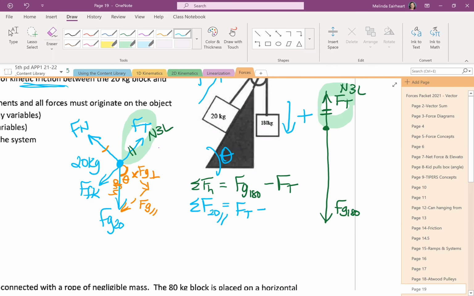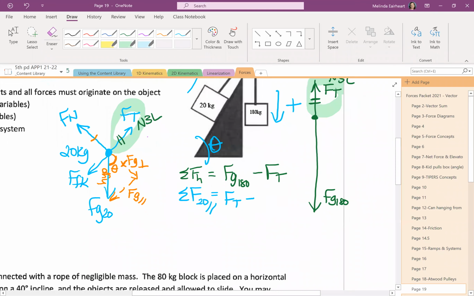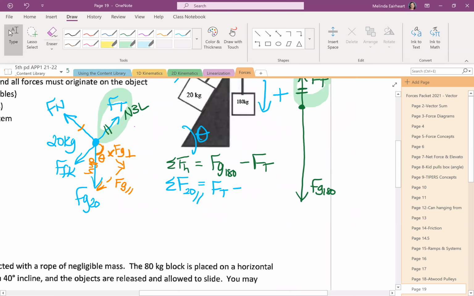Now, there's a couple ways to do it. You could use parentheses and say the sum of those 2 downward forces. I like to just keep them both. They're both pulling down the ramp. So I would say minus FG parallel minus that kinetic friction. If you show FG parallel plus friction, you need to use parentheses, okay? Because you're subtracting the sum.